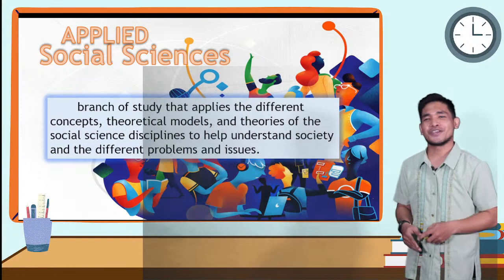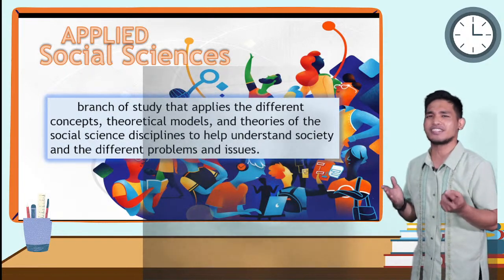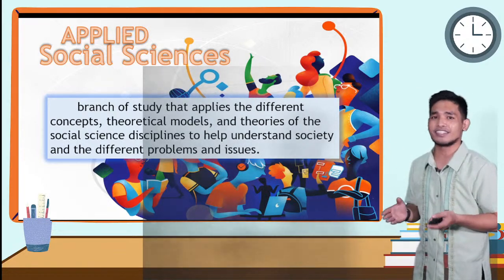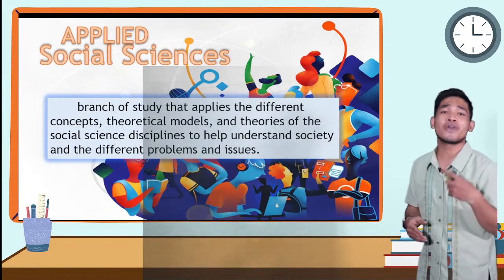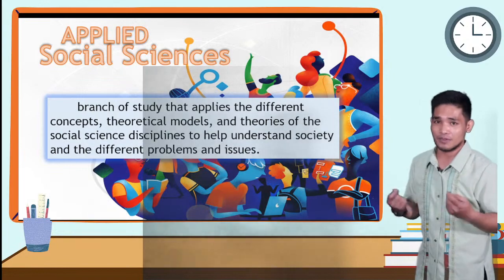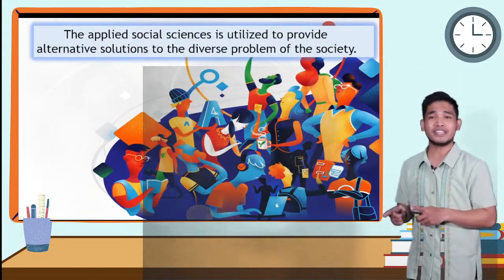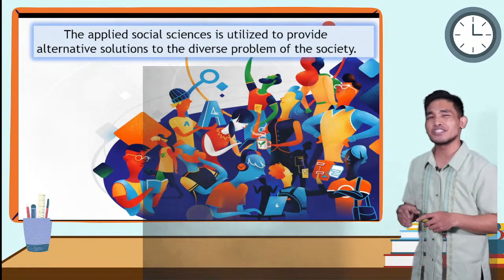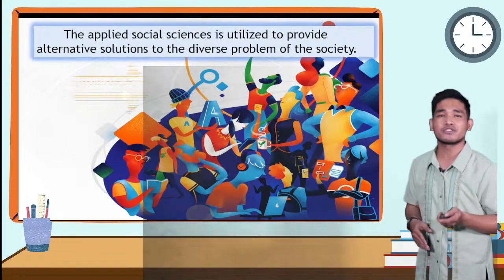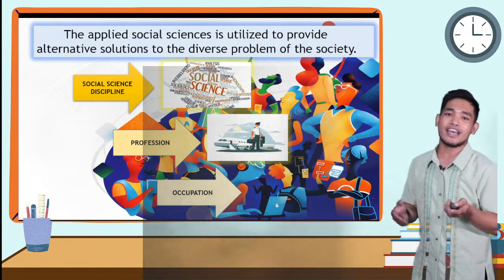You got it right. This is a branch of study that applies the different concepts, theoretical models, and theories of the social sciences. Just like what you said a while ago, this is to help understand society and the different problems of our society. In addition, applied social sciences is utilized to provide alternative solutions to the diverse problems of society, like social disciplines, professions, and also occupations.